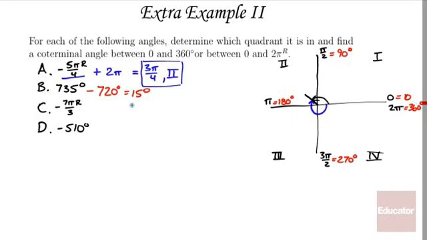And 15 degrees is between 0 and 90, so that's right about there. And so what that means is that 735 would actually go out and circle twice and then end up right at the same place that 15 degrees ended up. So the coterminal angle is 15 degrees, and of course that is in the first quadrant.